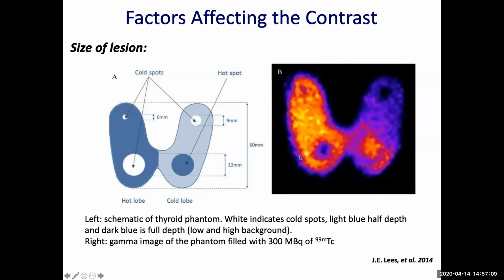This one cold spot can be seen easily because it is a large region, but for this one, the cold spot and the small one, it is difficult. We can see the contrast is very low here, so it is difficult to detect a small cold lesion within the body. This is the purpose of this image, just to see that.